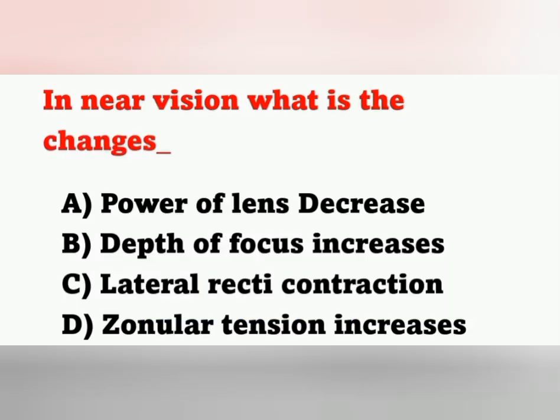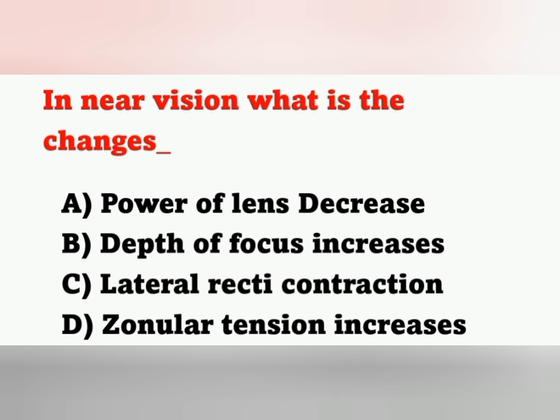In near vision, what are the changes? Options. Option A, power of lens decreases. Option B, depth of focus increases. Option C, lateral rectus contraction. Option D, zonular tension increases. Our question is, what change occurs in near vision?